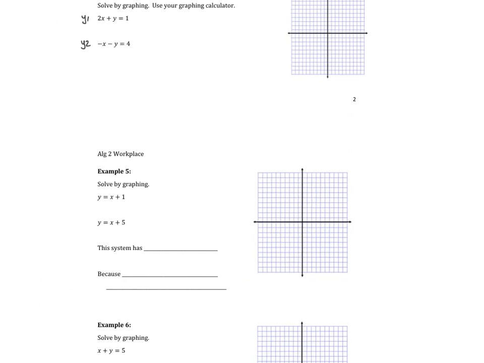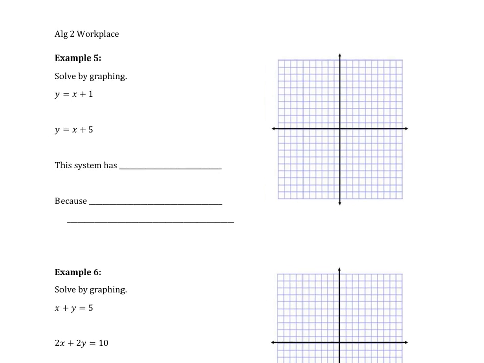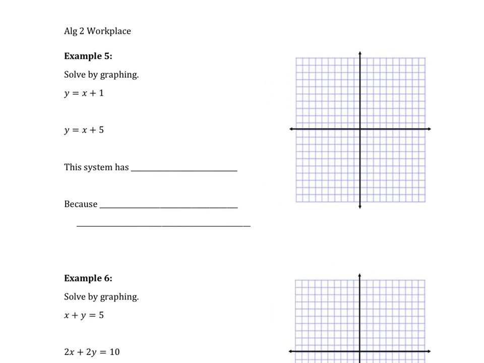Okay, and now example 5. So if we were to graph these two, so x plus 1, so y-intercept of 1, slope of 1, and then x plus 5, so y-intercept of 5, slope of 1. So these two lines are parallel, which means they'll never intersect, and since the solution to a system is the point where two lines intersect, and that's never going to happen for these, this system has no solution.